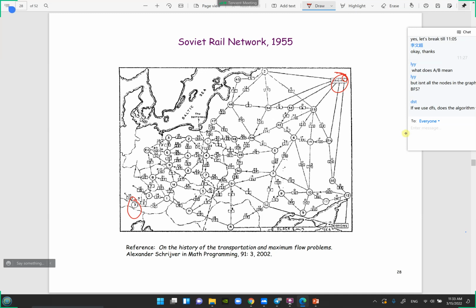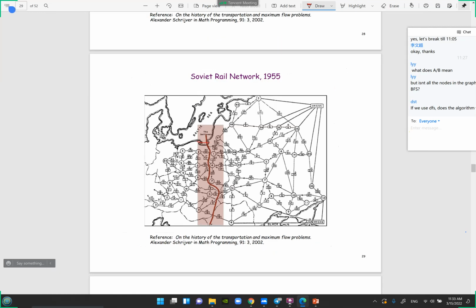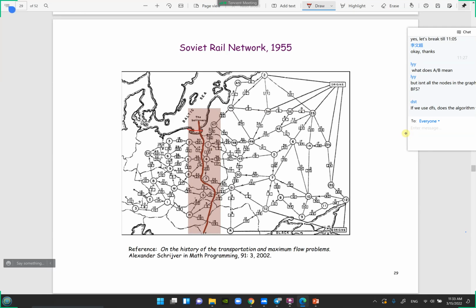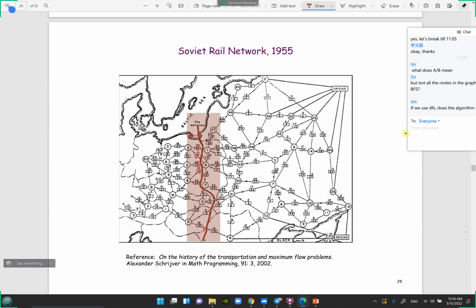Well, you're going to have to destroy some of these railroad links. Okay, so they wanted to find what is the smallest amount of railroad links that they can destroy in order to disconnect Moscow from, let's call that, Poland. Okay, yeah. And so this corresponds to destroying all the links along this cut over here, right? You see that if you destroy all of these links along the cut, right, then you completely cut off Moscow from Poland. Okay, and they wanted to find the smallest set of links to destroy.